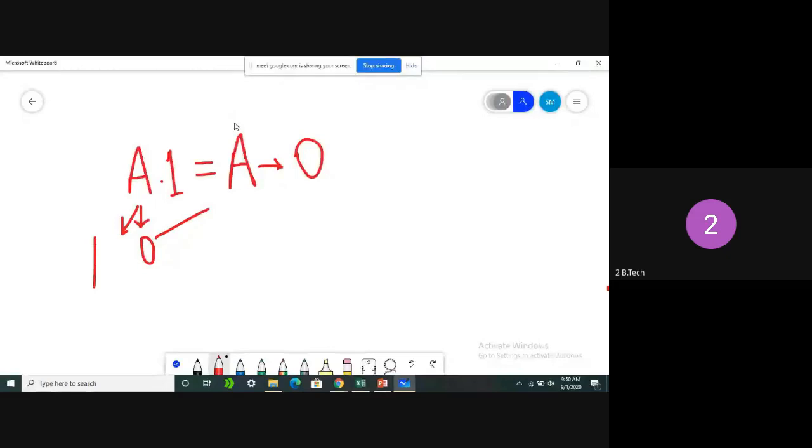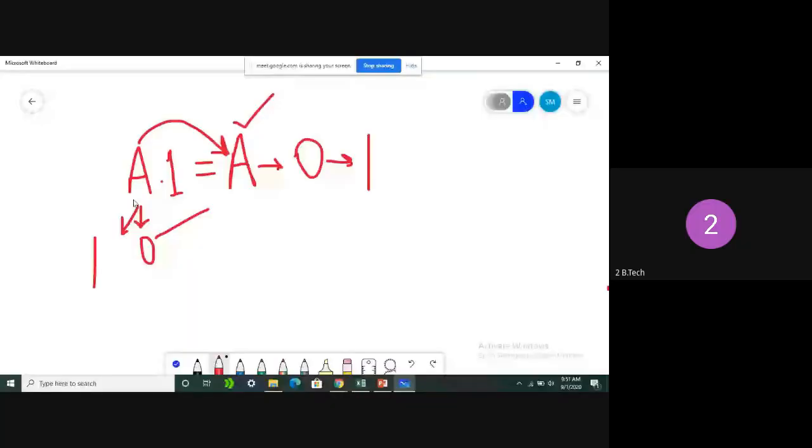So if instead of A you are representing 1, then 1 into 1 is going to be 1. Whatever the value presented in A, that is only reflected, either 0 or 1. So what this formula indicates is that if you are multiplying variable A with 1, obviously the output is going to be A. Whatever value you place in A, that value only you will get. Clear, all of you? So this is the formula we need to remember very carefully.